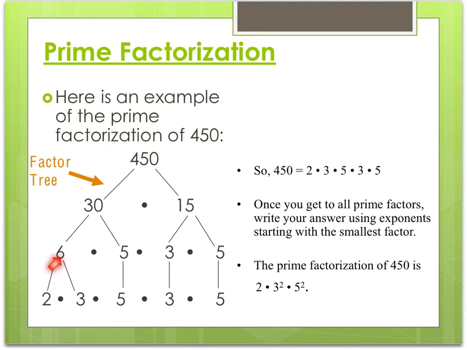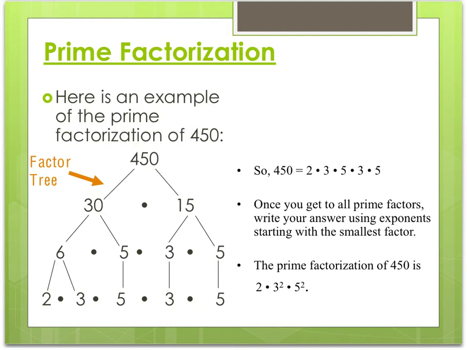Now looking at 6 and the ones that I have, 6 I can break up in 2 times 3. And I know that 2 is prime, I know that 3 is prime, and I know that 5 is prime. So I'm going to just continue and bring down the 5 down to here. 15 we said is 3 times 5. 3 I know is a prime number, so I'm going to bring it straight down. 5 is a prime number, I'm going to bring that straight down.